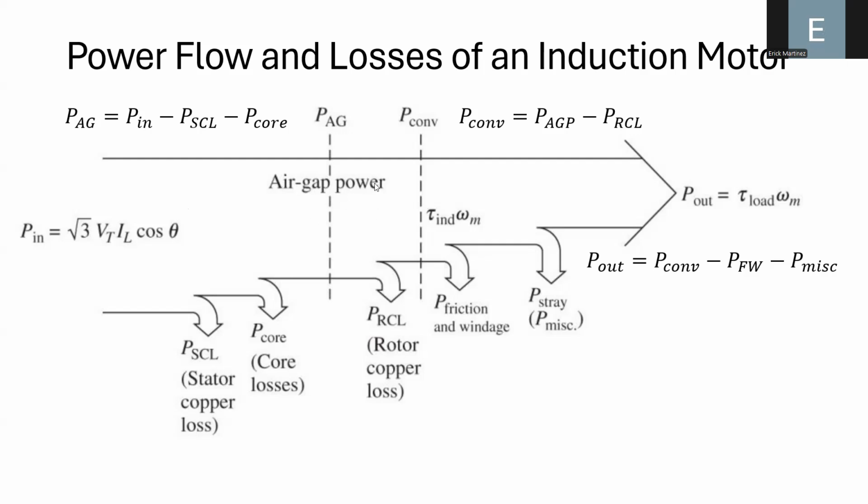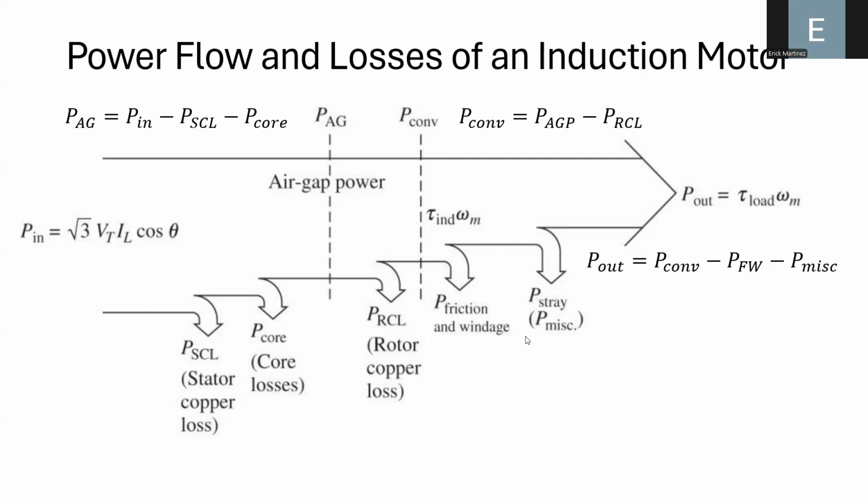But also this air gap power that is transmitted to the rotor has some losses, in particular rotor copper losses related to the electrical resistance of the rotor. So if we take the air gap power minus the rotor copper losses, you will obtain the converted power. And you can use this converted power to, for example, compute the induced torque, okay? Because based on this expression, we know that the converted power is equal to the induced torque times the speed of the rotor, okay?